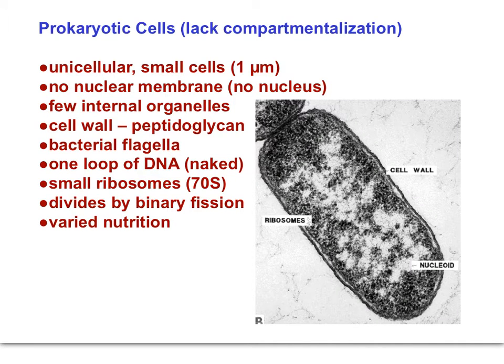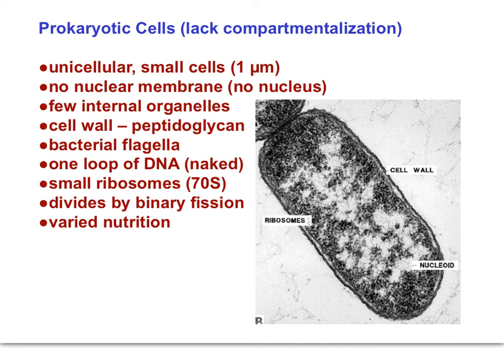Prokaryotic cells, the archaeans and eubacteria, lack compartmentalization, as can be seen in this micrograph. There is little internal structure. Prokaryotic cells have various characteristics. They tend to be unicellular, small cells, 1 micrometer, no nuclear membrane. There is no membrane around the DNA, few internal organelles.